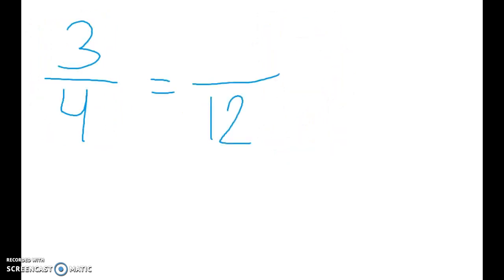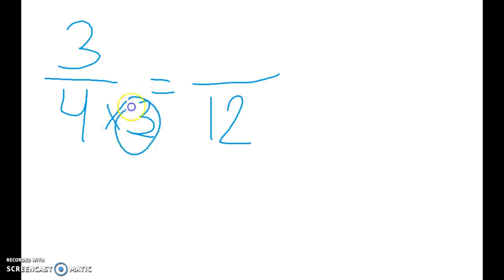I can also use this strategy when I see a problem just like this. So here I have 3/4, and it tells me that 3/4 is equal to blank 12ths. So we want to figure out how many 12ths is equivalent to 3/4, and we can use our multiplication strategy to figure this out. So we know 4 times blank equals 12. So if we count by 4s, 4, 8, 12, so 3 times, so 4 times 3 equals 12.